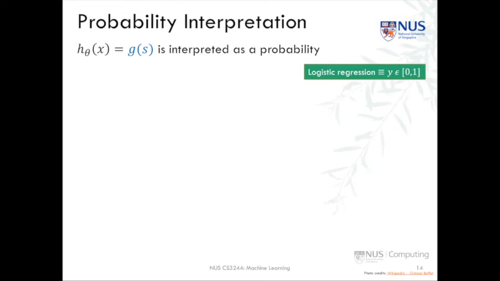Now we want to make the point that we're interpreting the signal as passed through this sigmoid function as a genuine probability. This is because logistic regression infers a value between the interval of 0 and 1. Let's take a look at what we mean by this through an example.